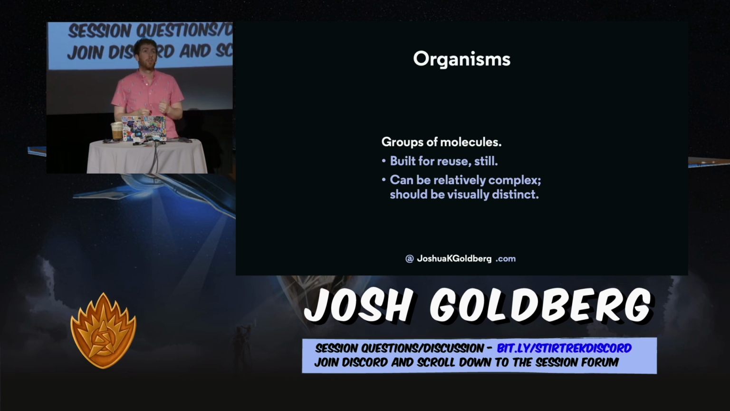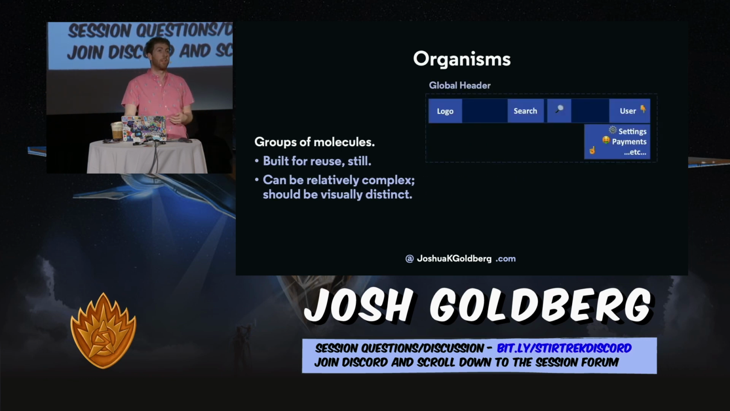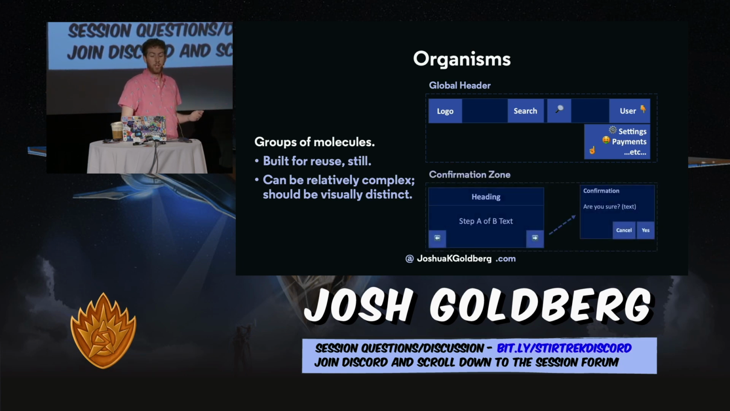A group of molecules is similar to how a group of atoms can create a molecule. It becomes something greater than itself. And generally, it's good not to overcomplicate these things, but you can still create interesting groups of them. So common organisms might be like your global header, the header across every page on your website, or most of them. Or like your confirmation zone, which contains a heading and some text with buttons, and then one of those buttons launches a modal, something like that.